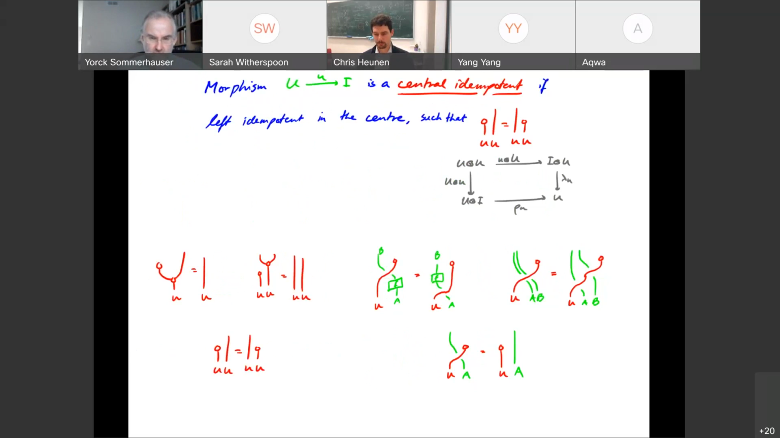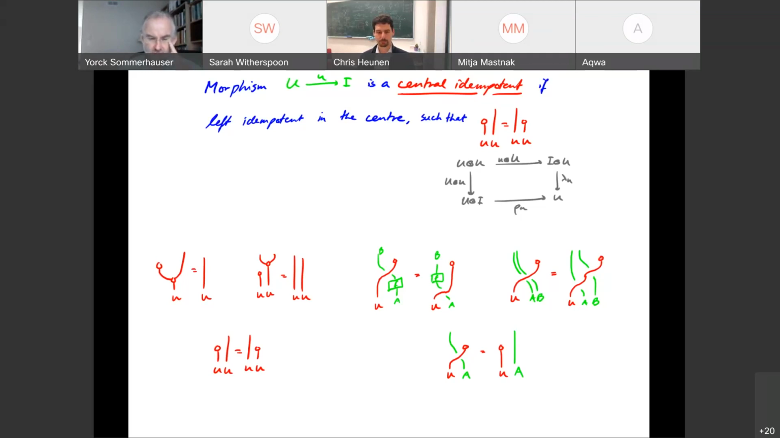Where does this come from? This notion of a central idempotent, is it somehow related to a central idempotent in a ring? In some sense, you could say it's the categorification of what it means to be a central idempotent in a ring, yes. And we'll see some examples in a bit where this is made more precise. Let me say that for now, and after the example, we can come back to it.